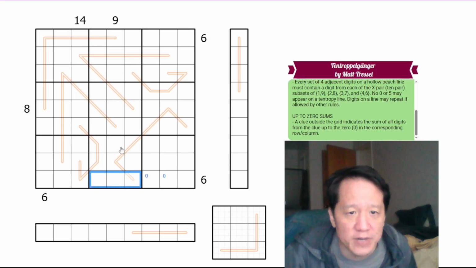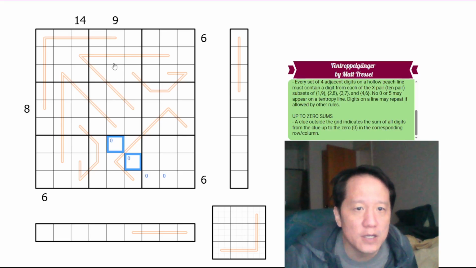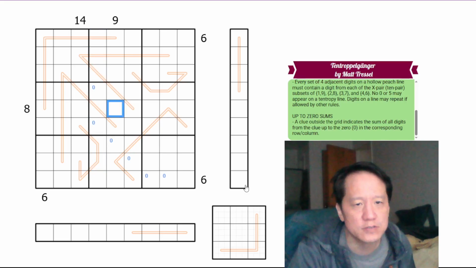That means in box 8, where is the 0? It's one of those 2. Then in column 4, where is the 0? It cannot be here because of the up to 0 sum. It can't be on the Tentroppel lines, so it has to be one of these 2 digits.